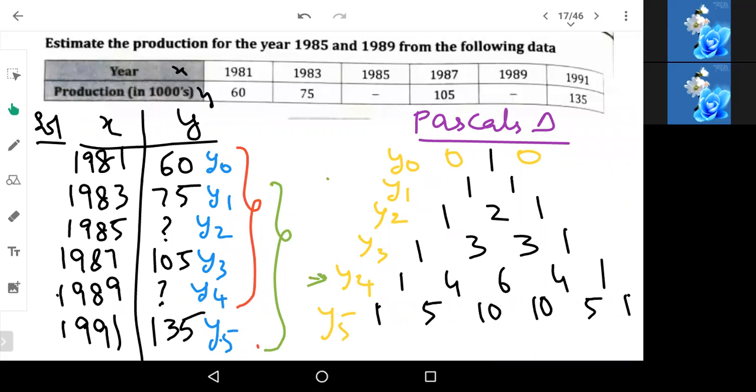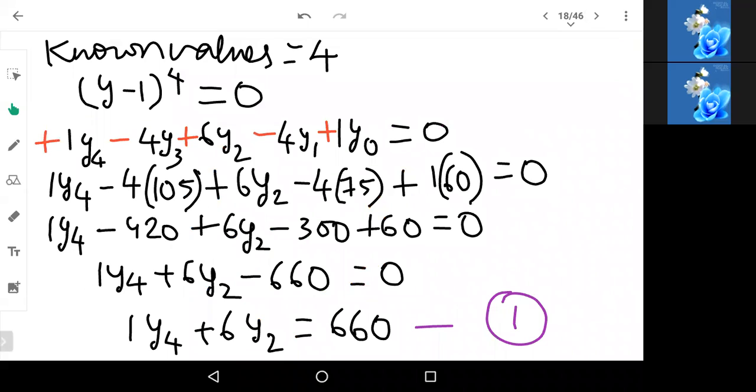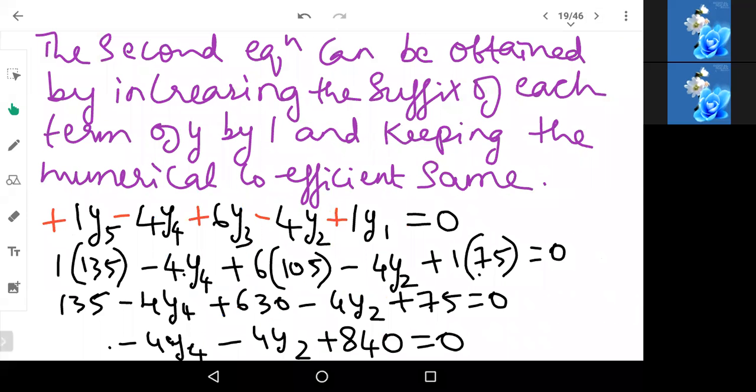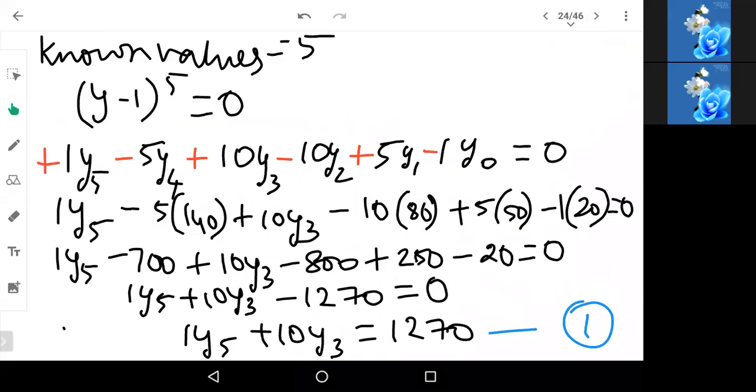Especially in these two equations, be careful. What is the number of known values for the first one? 1, 2, 3, 4. Totally how many values do we know? We know 4 values. So Y4: 0, 1, 2, 3, 4. Leave out 0: 1, 2, 3, 4. So Y4 you have to take. Known values are 4, coefficients should be Y4. Known values are 5, coefficients should be Y5. Known values are 3, coefficients from Pascal triangle, Y3. Don't forget that part, you have to be very careful in understanding and solving the problems.